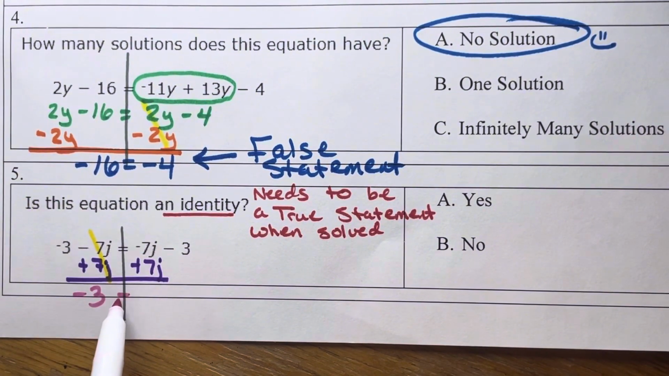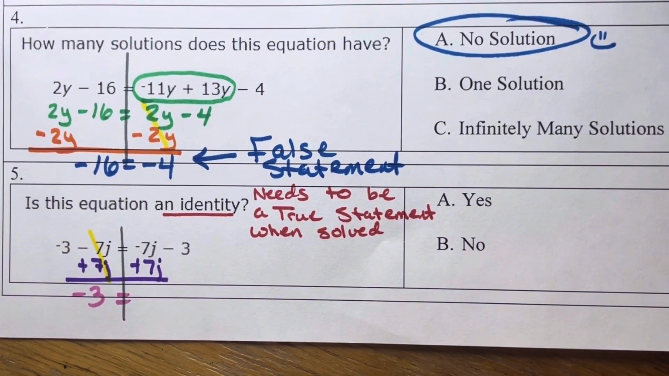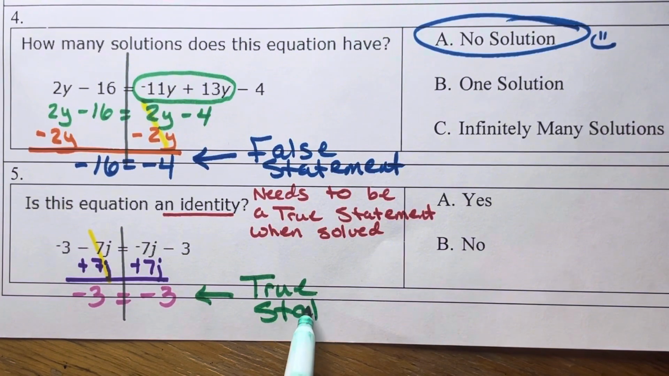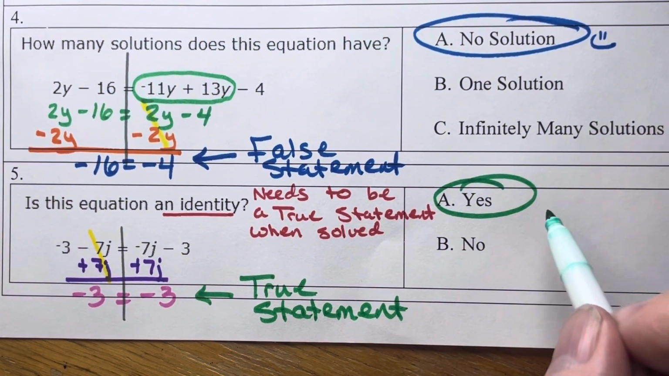negative 3 equals, hey, the j's on the right side of the river canceled out too. So that negative 3 equals another negative 3. And yes, all of our variables have canceled out, and negative 3 is equal to negative 3. This is most definitely a true statement. Thus, we can say without any question, yes, this is an identity. And there you go.